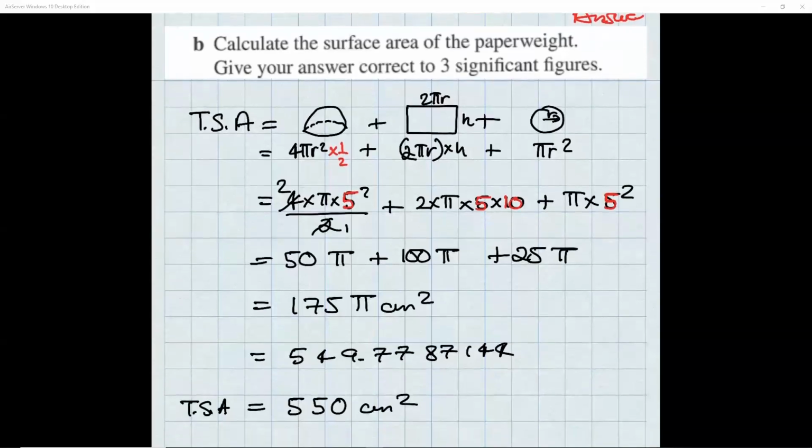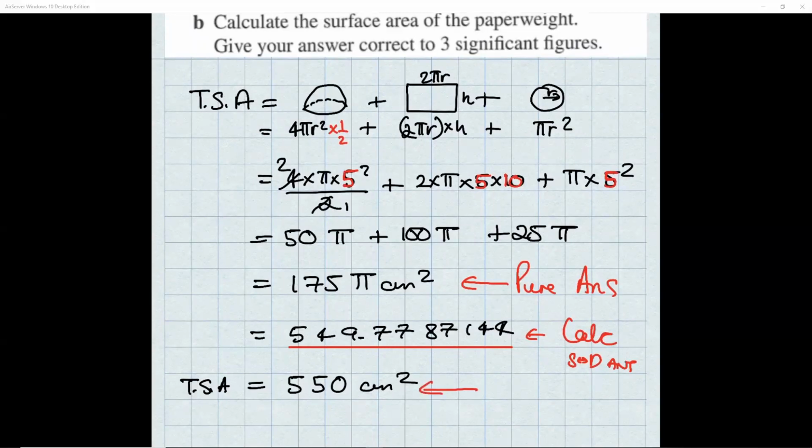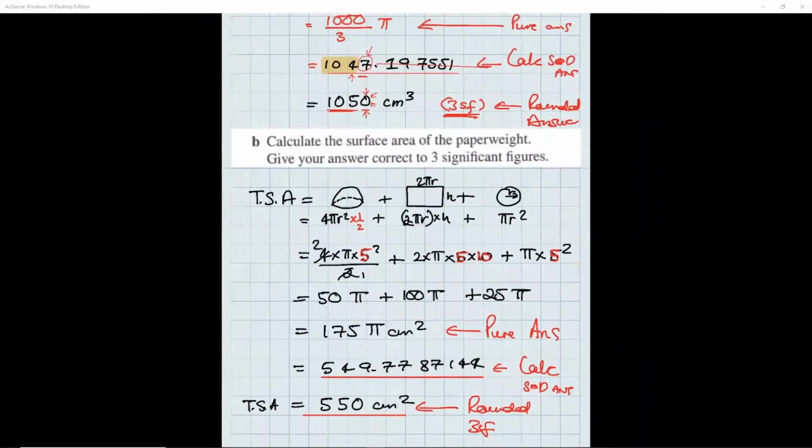Lovely. So when you put those values in and then we start canceling and simplifying, what is the pure answer? 175 pi. And then what is the calculator SD answer? 549.7787. Lovely. And then last but not least, what is the rounded off answer? The rounded to 3 SF answer is equal to, what is it? 550 centimeters squared. Okay, lovely. Total surface area is that.